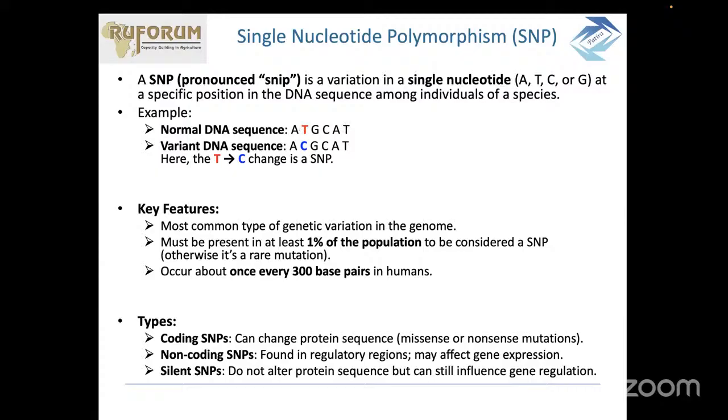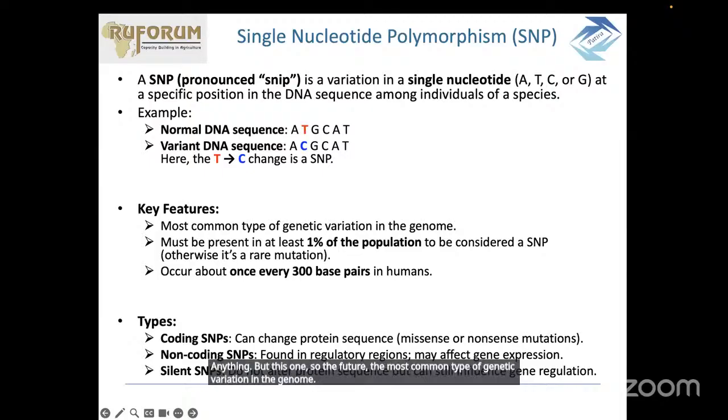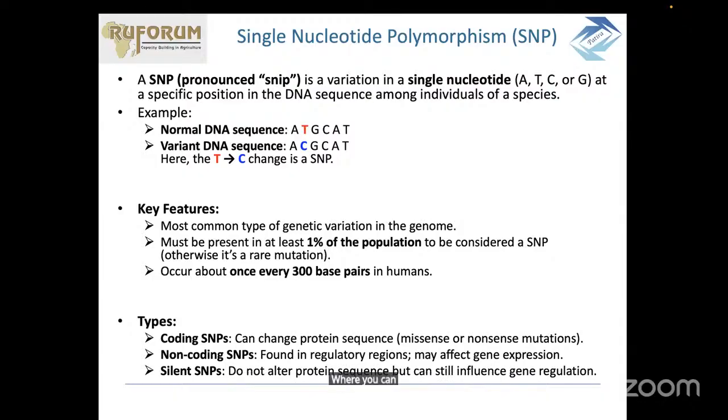SNPs are the most common type of genetic variation in the genome, and a variant must be present in at least 1% of the population to be considered a SNP. It occurs about once every 300 base pairs in humans. We have the coding SNPs, which are in the protein-coding region where you can change the protein sequence. You also have non-coding SNPs and silent SNPs.